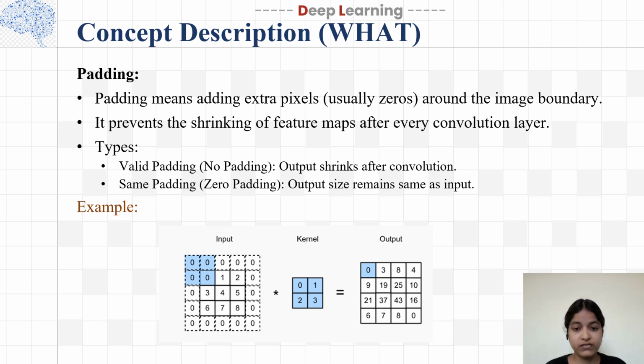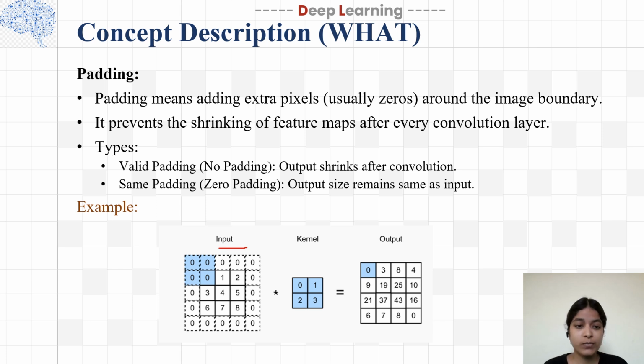So what we do is we add some extra pixels, usually zeros, around the image. As shown in this input image, we have applied the 0 pixels on the border of the image. So when we apply the kernel on that image, the output size becomes the same as the input size. That's how padding works.